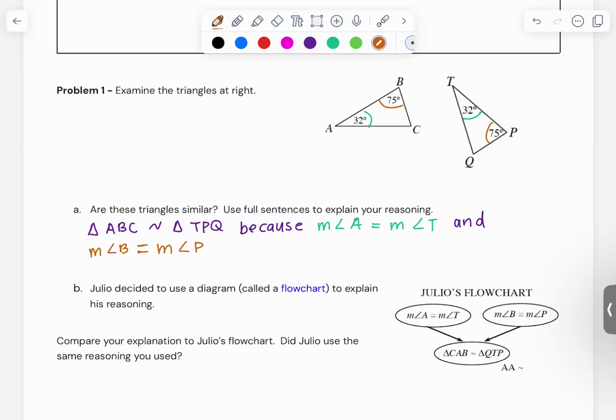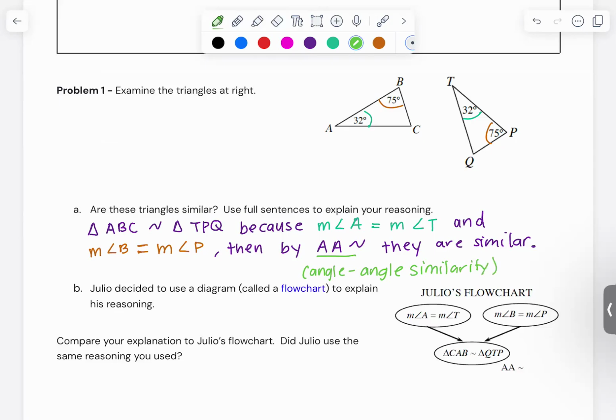Okay. So those two angles again are the same, and because of that, then by angle similarity, they are similar. Okay. So this right here is AA, which stands for angle similarity. It just establishes that because there's two angles in a triangle that are the same, then the two triangles are similar. Okay.